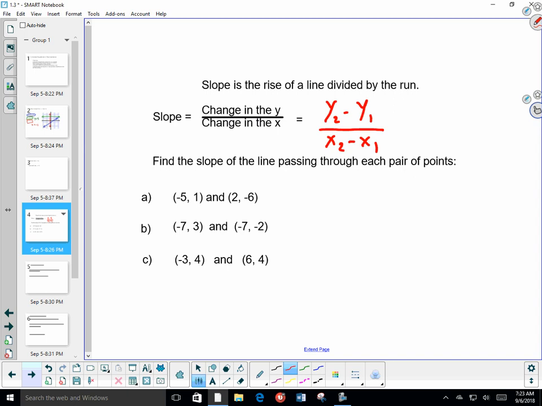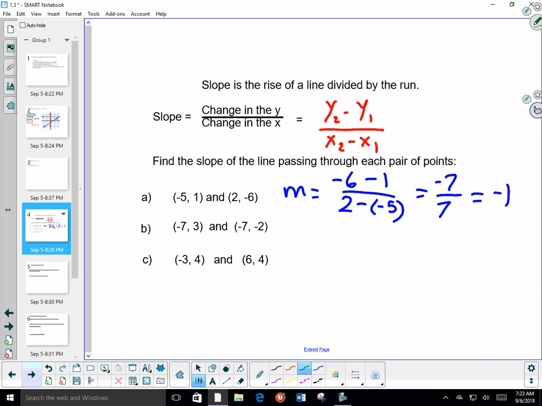So if we were going to find the slope of each pair of points here, if we're going to find the slope here, this is going to be take either one of the y's. I'll start with -6, -6 minus 1. But then since I chose -6, I got to start with the 2 for my difference in the x's. So 2 minus a -5. So it looks like -7 over 7, so that's going to be a -1.